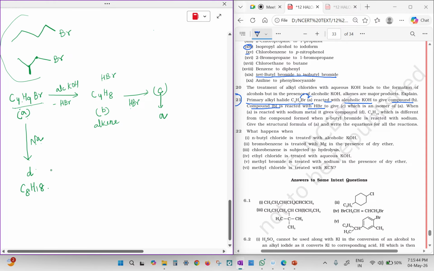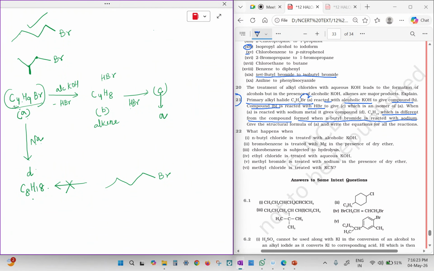C8H18, which is different from the compound formed when N-butyl bromide is reacted with sodium. So this compound is different from what you might get when N-butyl bromide is reacted. It is different, they are saying. So what do you infer? Can A be N-butyl bromide? No, because compound A on treatment with sodium is giving D, which is different from what you are going to get by using N-butyl bromide. So definitely the starting material is not N-butyl bromide.